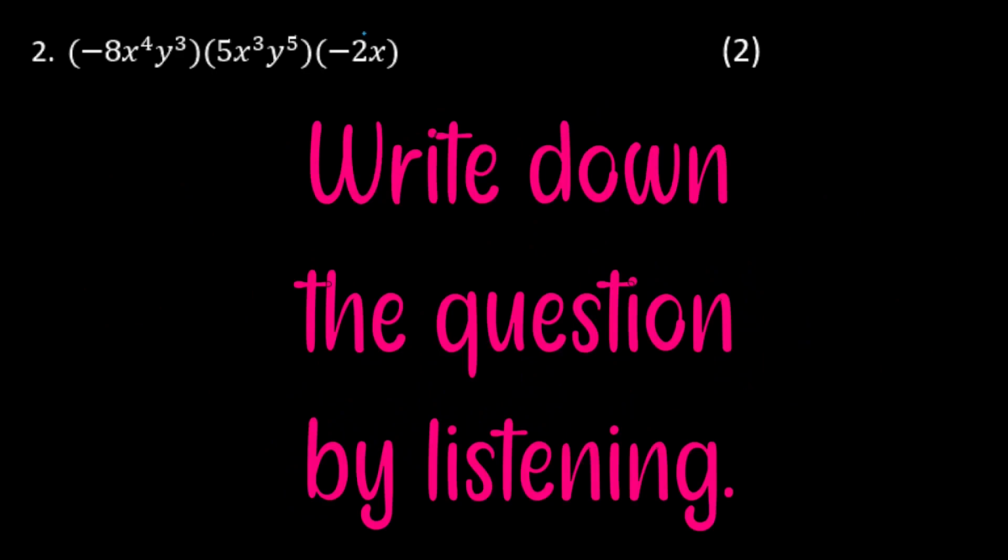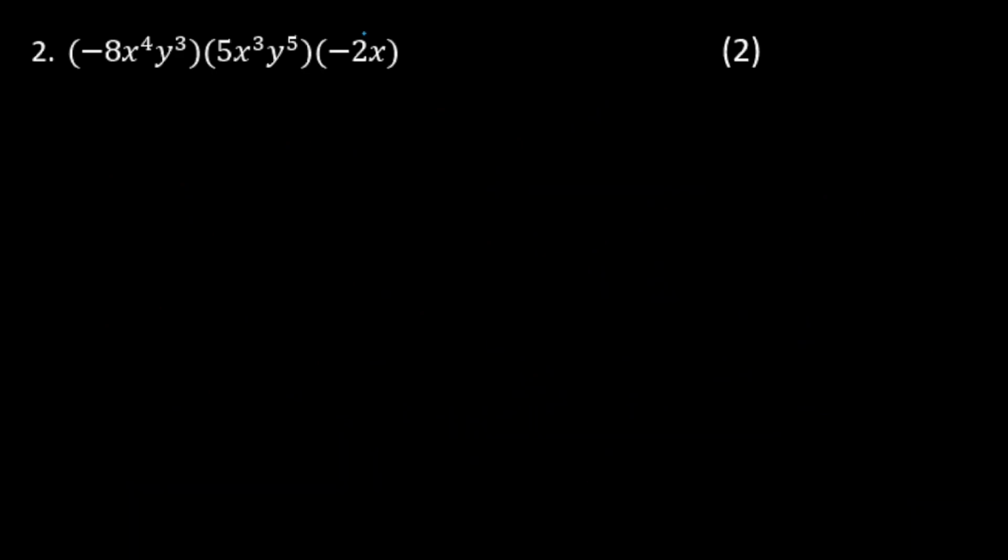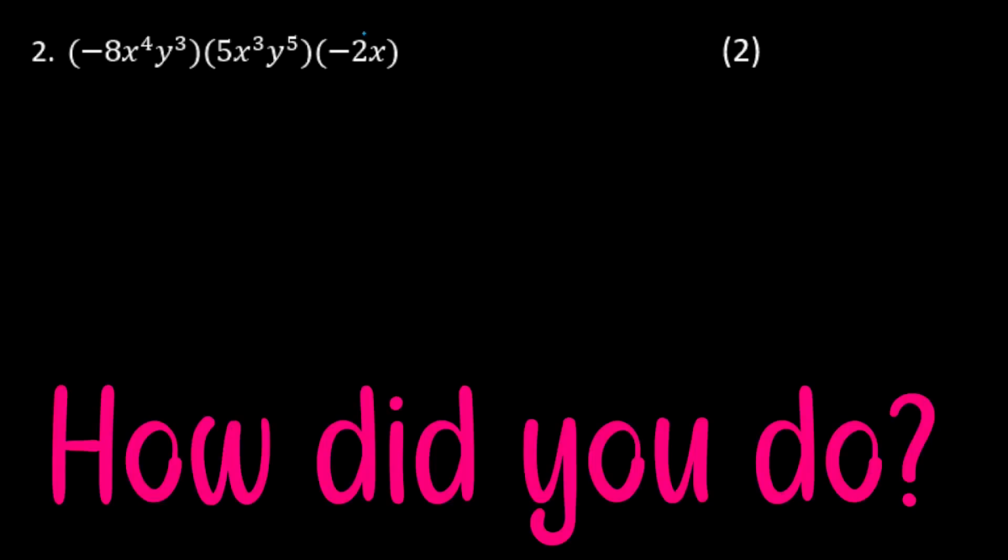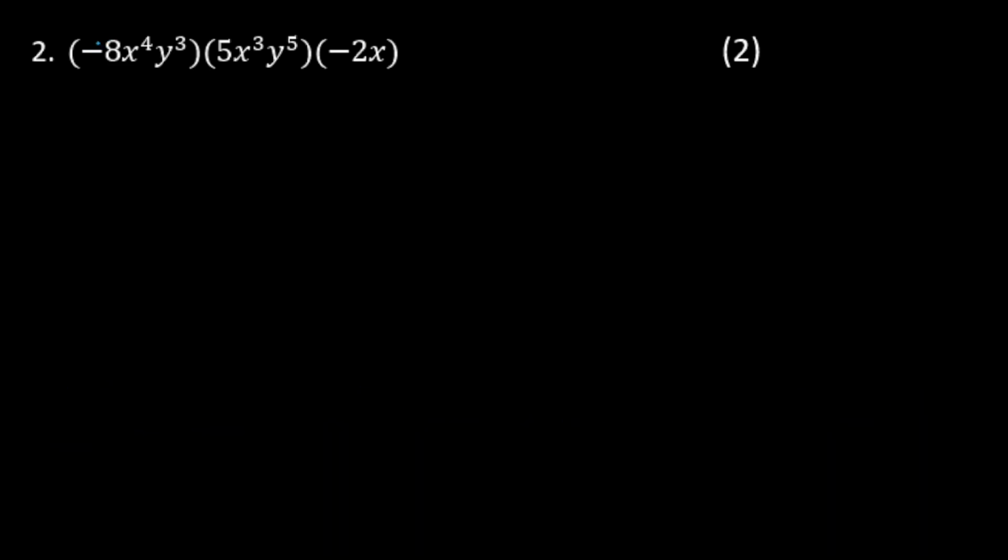Number 2, open brackets, minus 8, x to the power of 4, y to the power of 3, close the bracket, new bracket, 5, x to the power of 3, y to the power of 5, close the bracket, new bracket, minus 2x, close the bracket. That's focusing on the symbols or the operations first, so it's minus times a plus times a minus. Minus times a minus is a positive, and a positive times a positive will end up with positive.